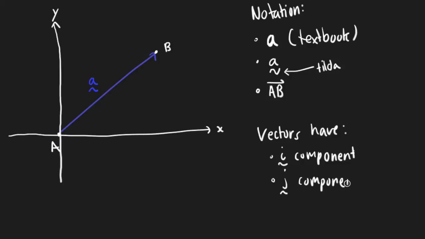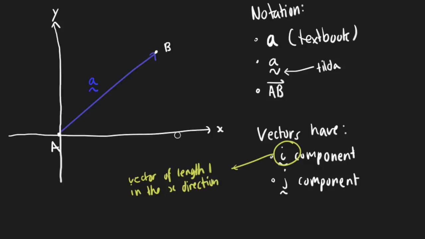Okay. So you'll notice that I wrote the little tilde below the i's and j's, because these have definitions, right? So the i vector is a vector of length 1 in the x direction. And when I say in the x direction, I mean in the positive direction of the x-axis. So this is i, right? And that length there is 1.